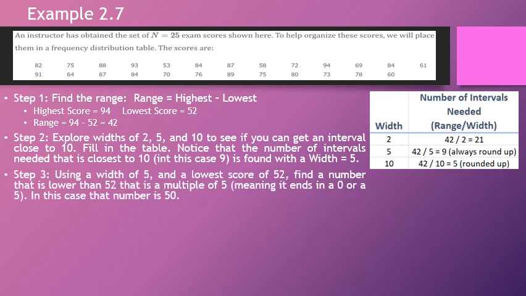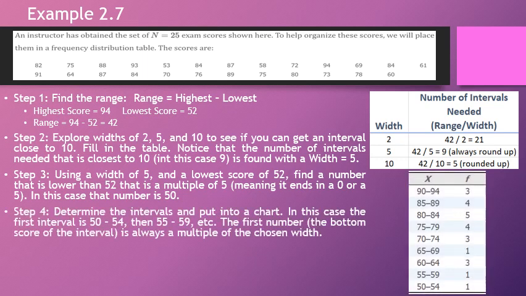So using a width of 5 and a lowest score of 52, we need to find a number lower than 52 that's a multiple of 5, meaning it ends in a 0 or a 5. In this case, that number would be 50. Look at the table at the bottom, and you see the lowest interval is 50 to 54. That would be 5 numbers in each one.